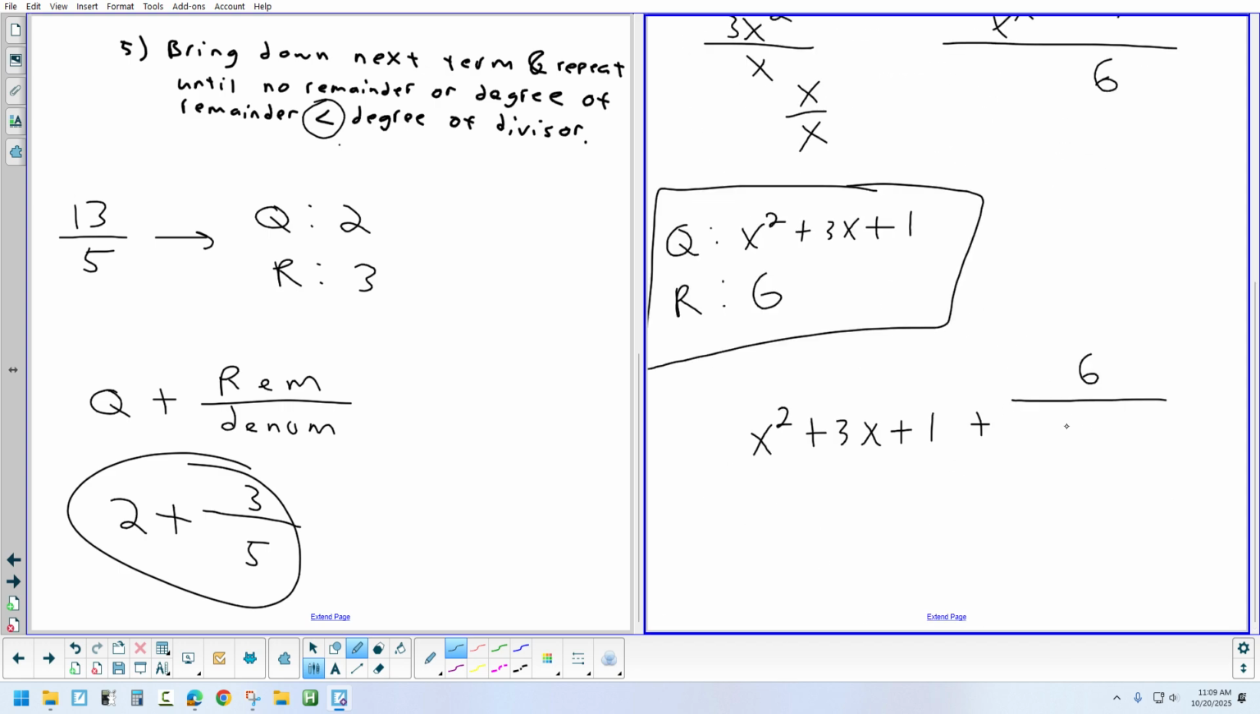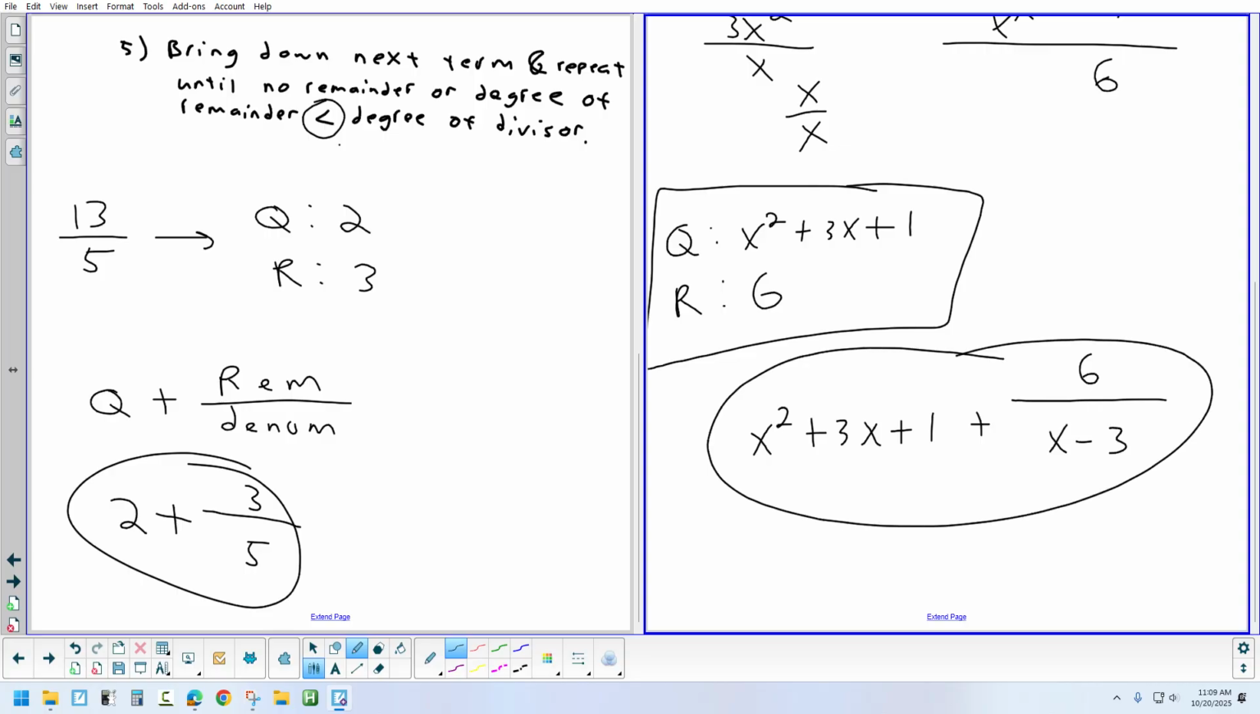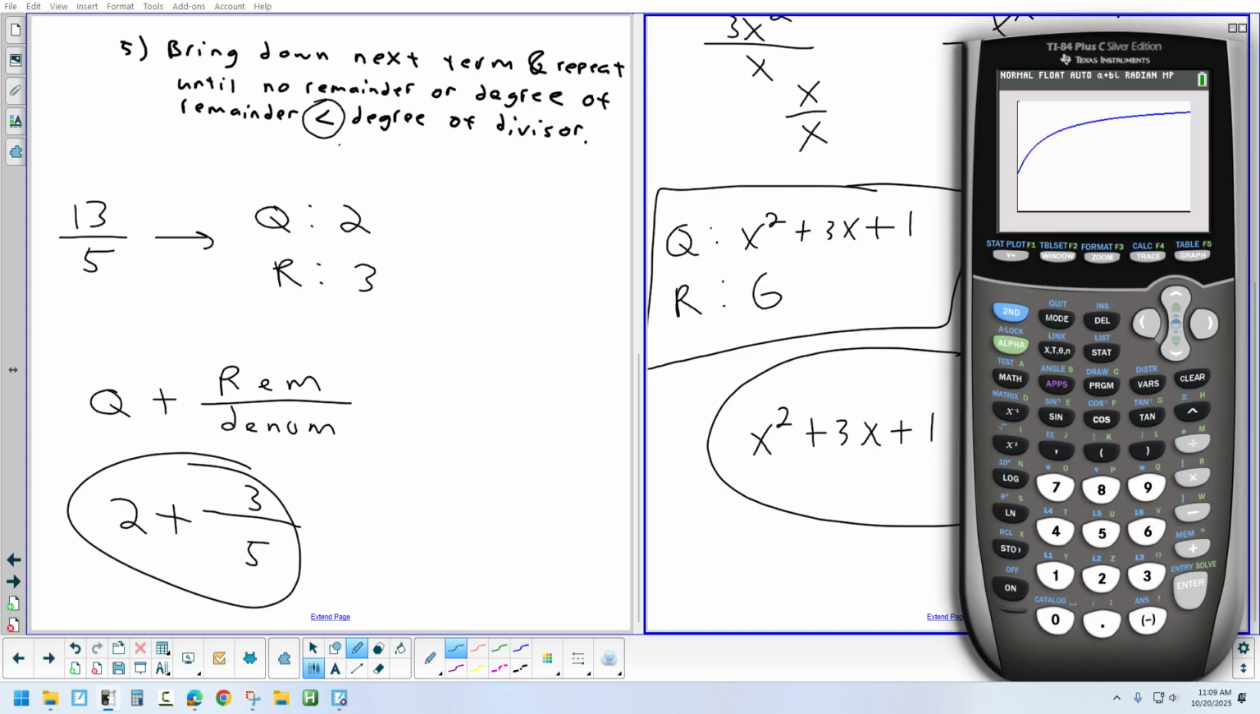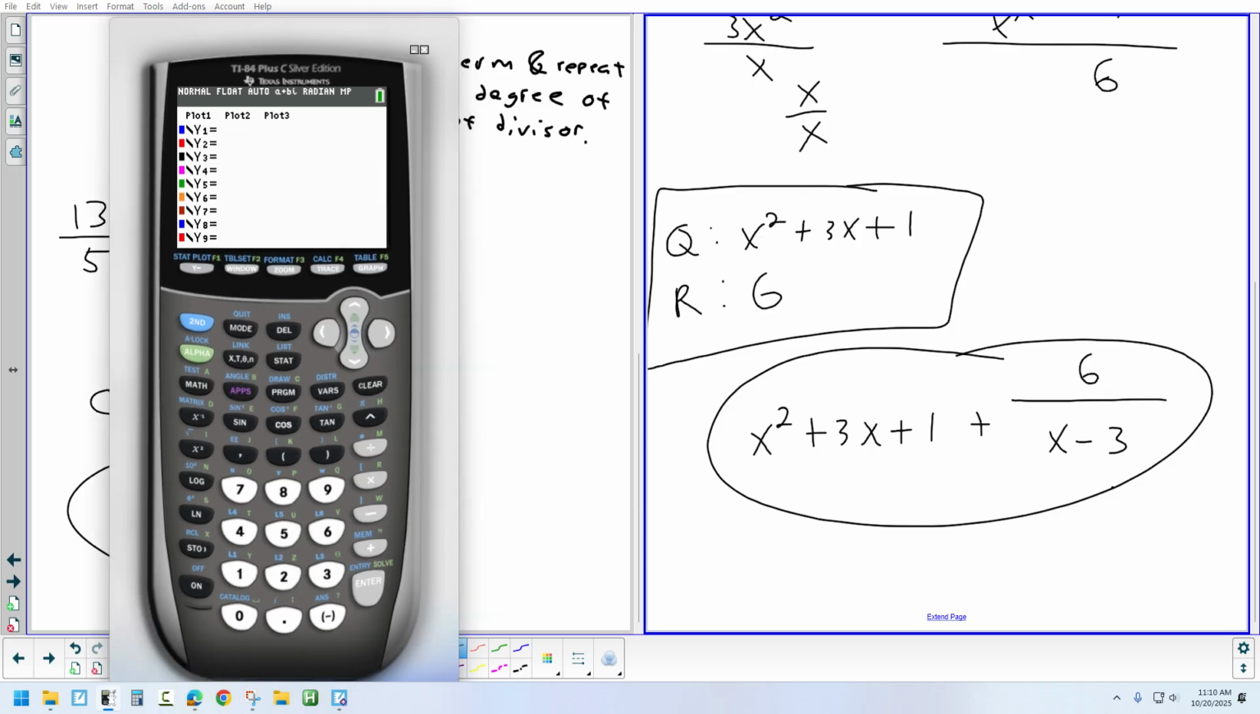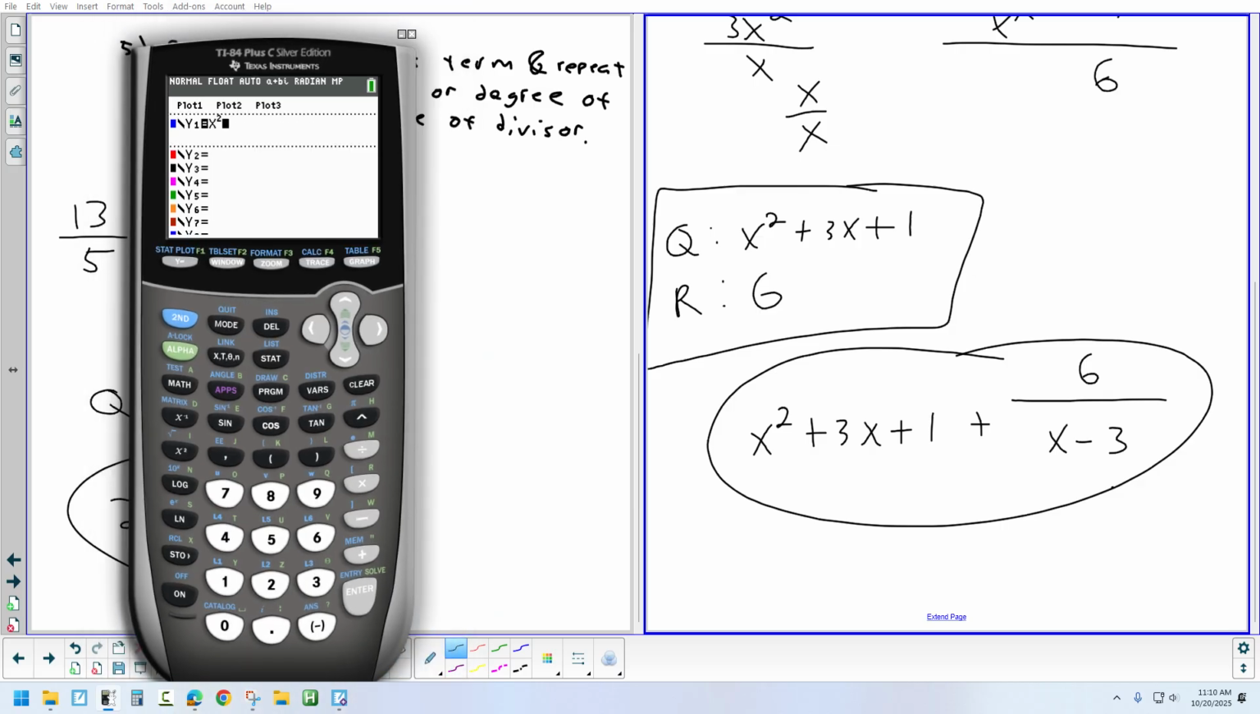There you go. There's your answer. The nice thing about doing it this way is I can check that. I can type in the original question, and then I can type in what I got for the answer and see if they look the same. If they do, then that means I did it right. You can't do that if you write it as the Q and the R. There's no way to put that in on the calculator.